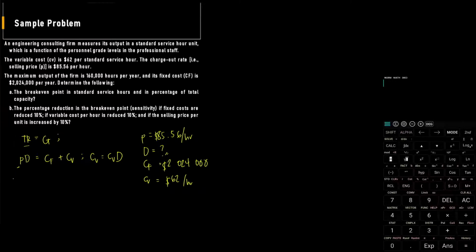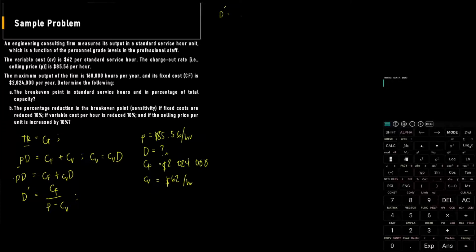Or simplify natin to. So P times D is equal to CF plus C sub V times D. So para makuha yung D, so CF all over P minus CV. So kunin natin D is equal to, pwedeng sabihin natin na D prime based din sa graph kanina.